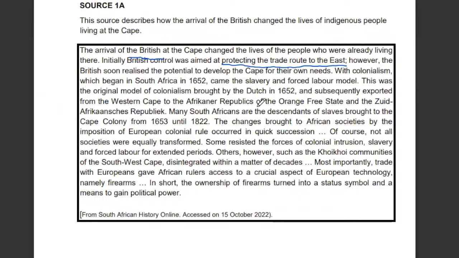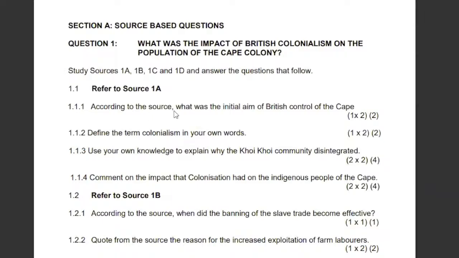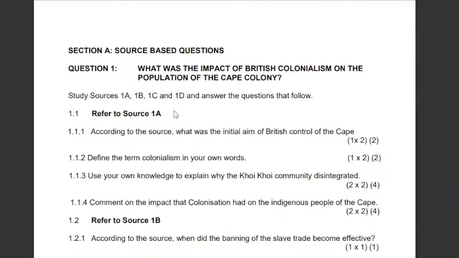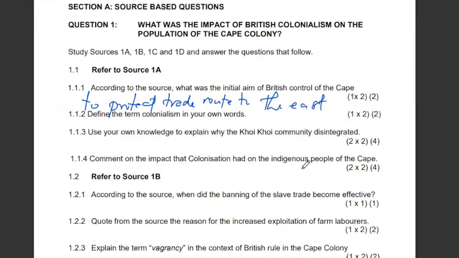So our response is an extraction question. That is where we get our answer for the first question. The initial aim was to protect the trade route to the east. It's an extraction question, a level 1 question, which means we get our response from the source directly. Right, we move on to the next question.